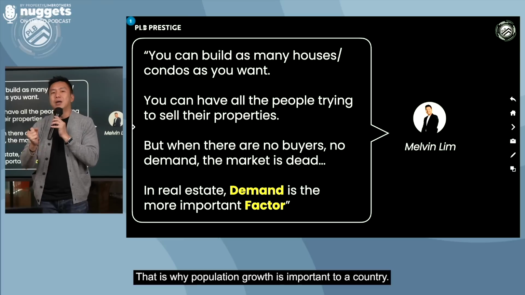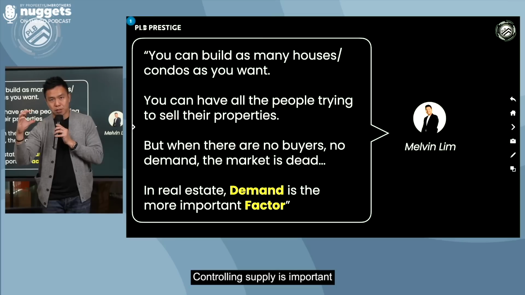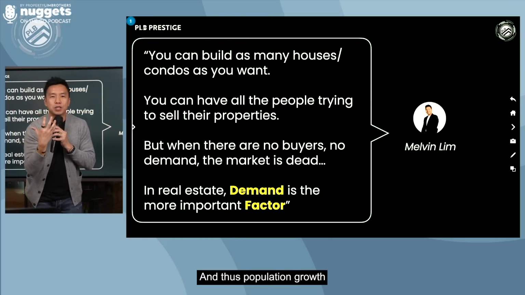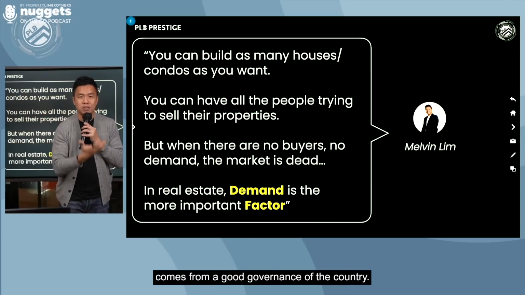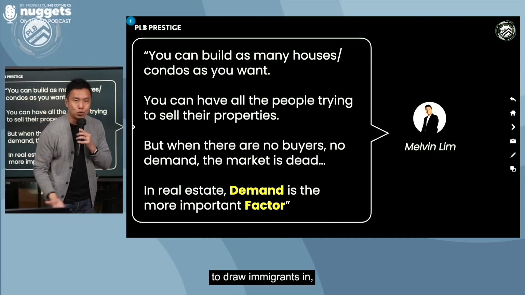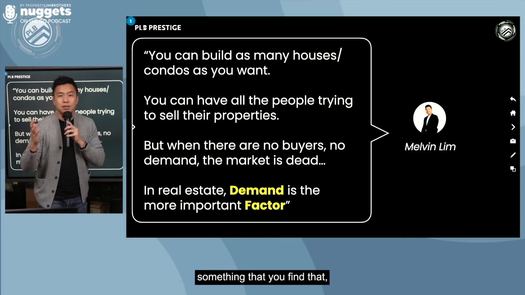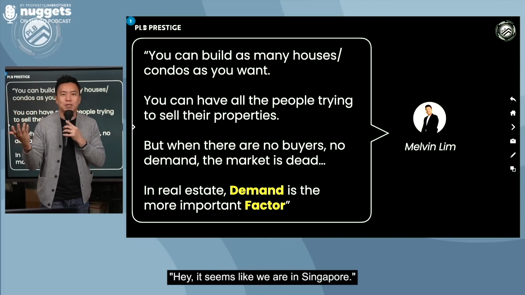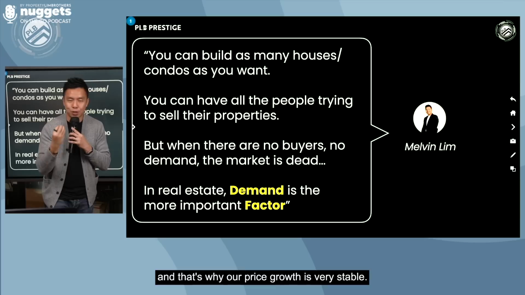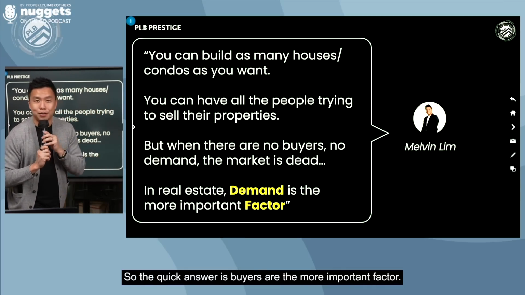That is why population growth is important to a country. Controlling supply is important, because without demand, price will not grow. And thus, population growth comes from good governance of the country, good economic stability to draw investors in, to draw immigrants in, to draw foreign investors in. And this is, of course, something that you find in Singapore, all these things are actually forming the missing portion, and that's why our price growth is very stable. So the quick answer is buyers are the more important factor.